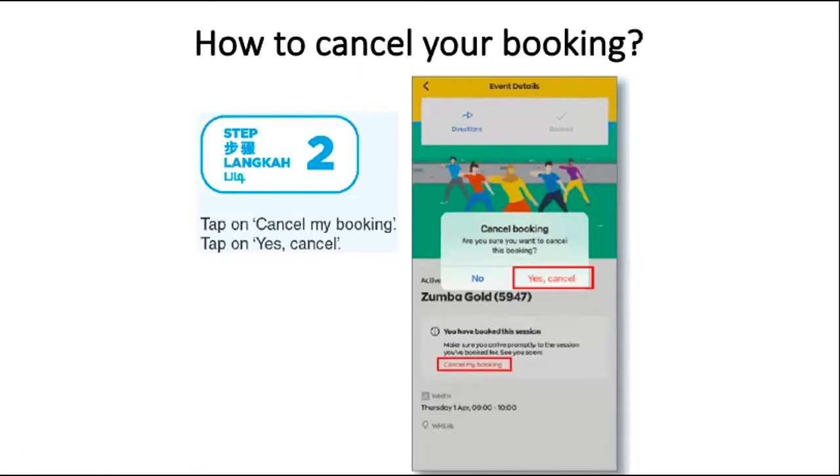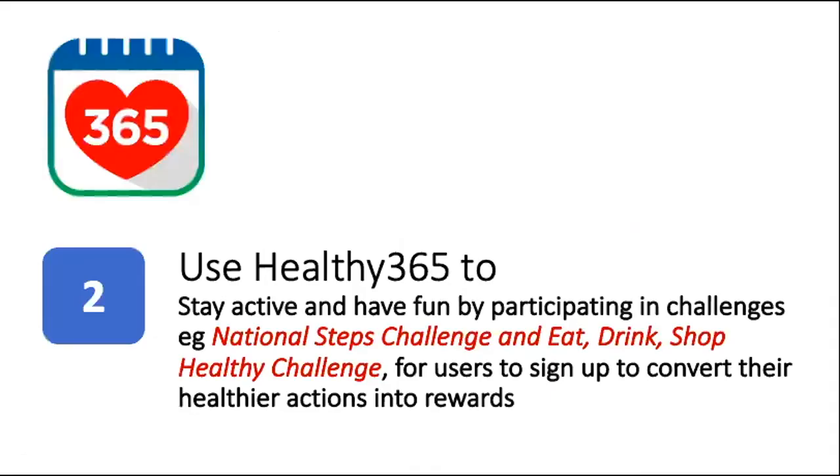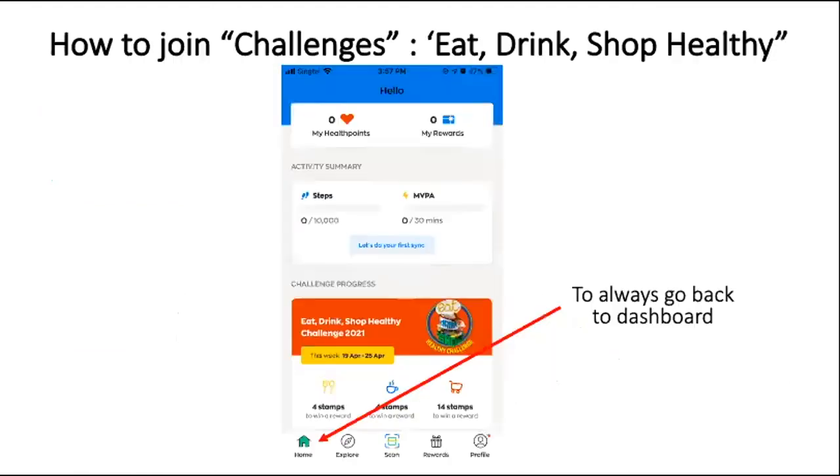Okay, so the next feature that we want to talk about in Healthy 365 is one of also the most exciting ones, which is how to participate in the various challenges that we have. So over here, we have the National Steps Challenge, as well as the Eat, Drink, Shop Healthy Challenge. So this is where our users can sign up and convert their healthier actions into rewards. So I think the first question is, what is this challenge? How do we sign up for this challenge?